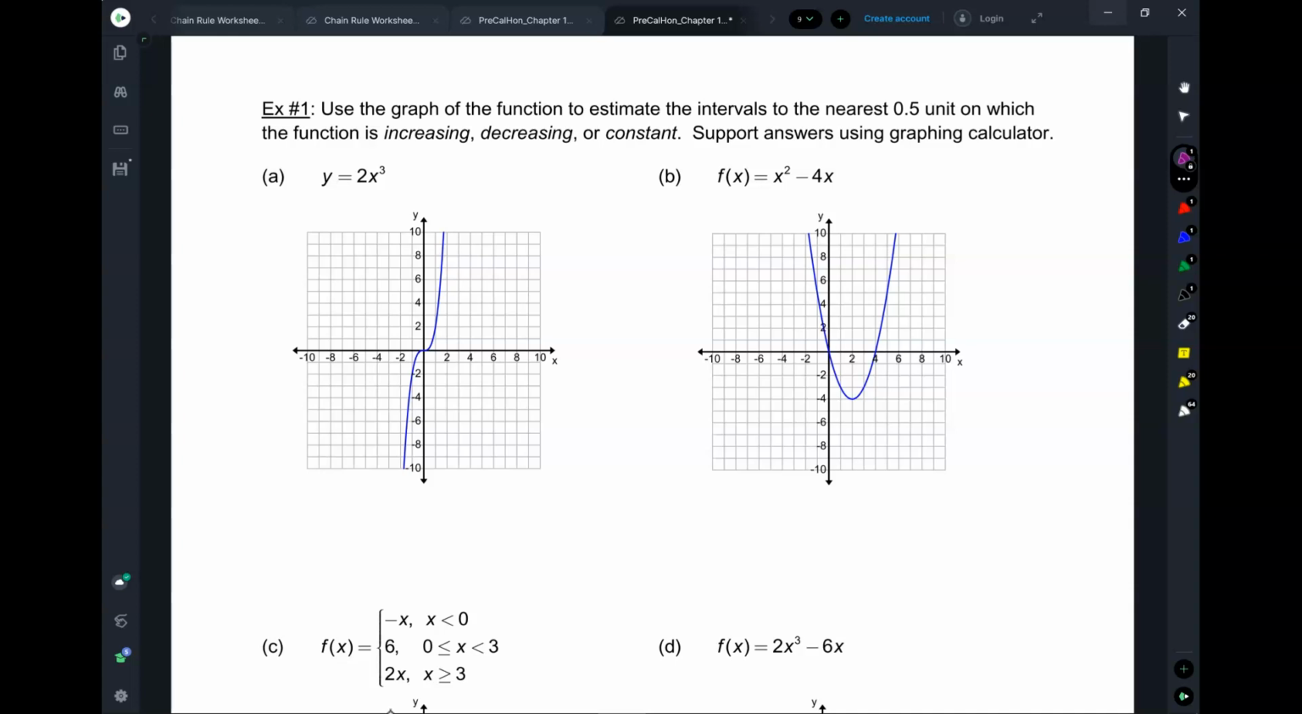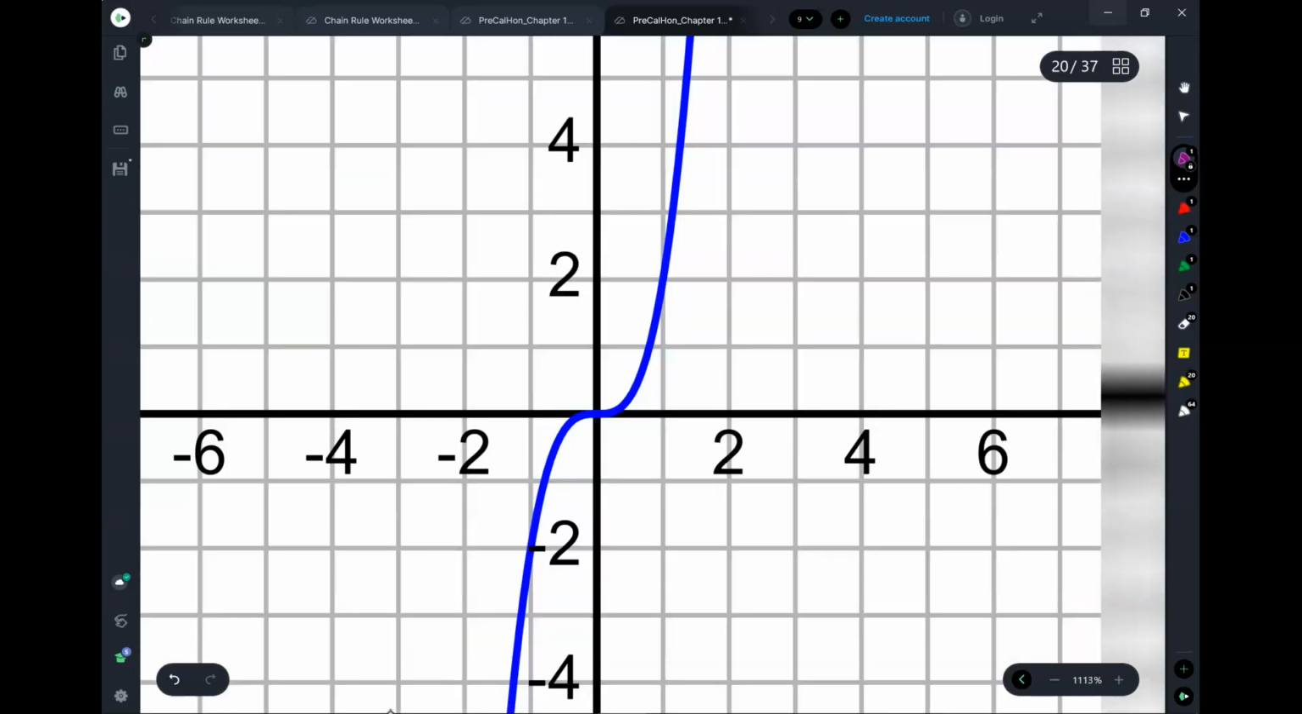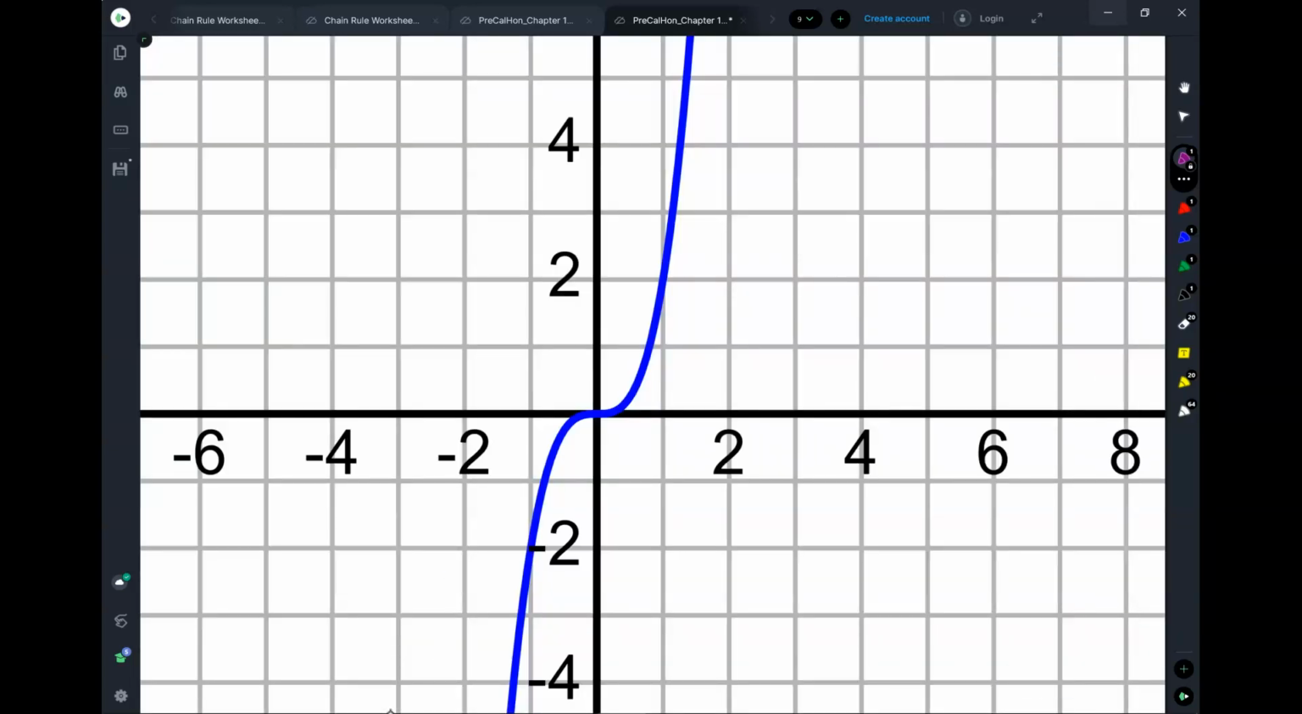It's constant in the middle. Where? Here? It's just zero. It's constant? Okay, so let's see if it's constant. Constant means what? If you take two x values, the y values must be the same. What is the function for this? Y equals x cubed.